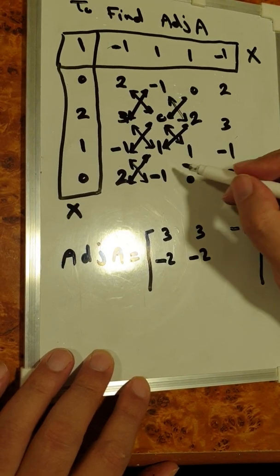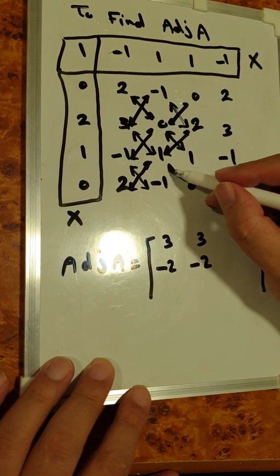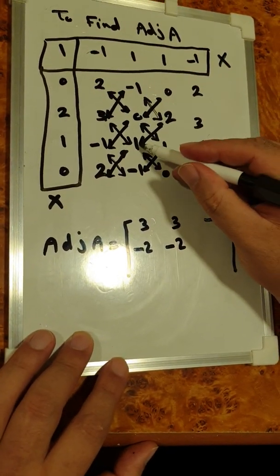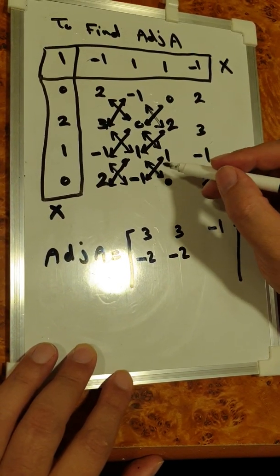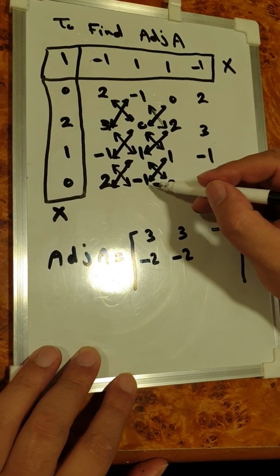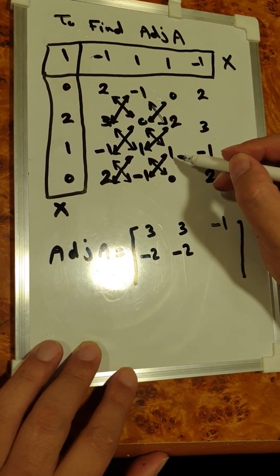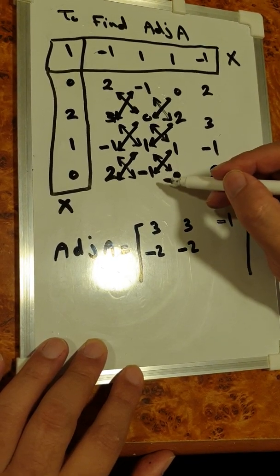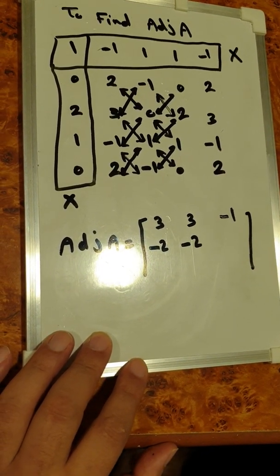Similarly, we multiply these two elements minus these two elements. 0 multiply 1, 1, minus 1 multiply minus 1. So 0 multiply 1, 0, minus 1. So the result is 1.